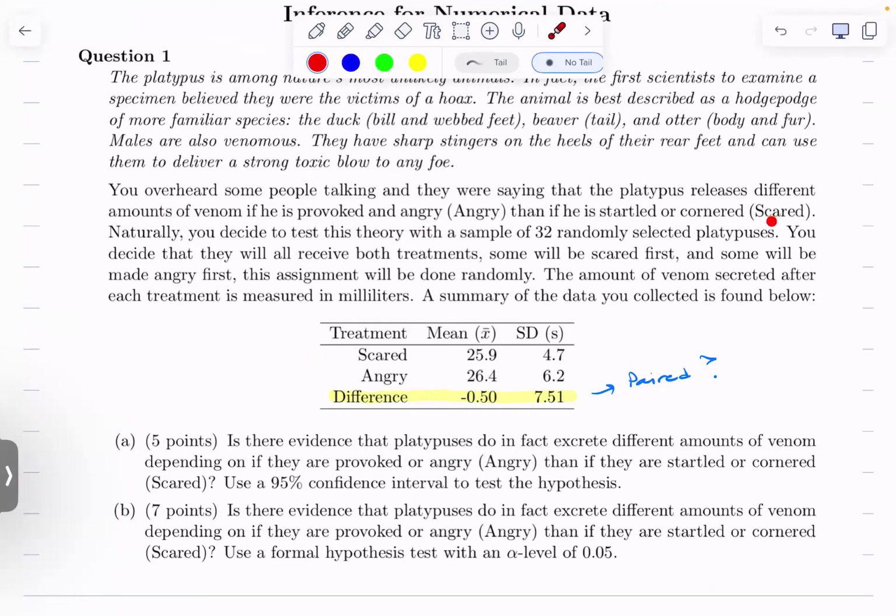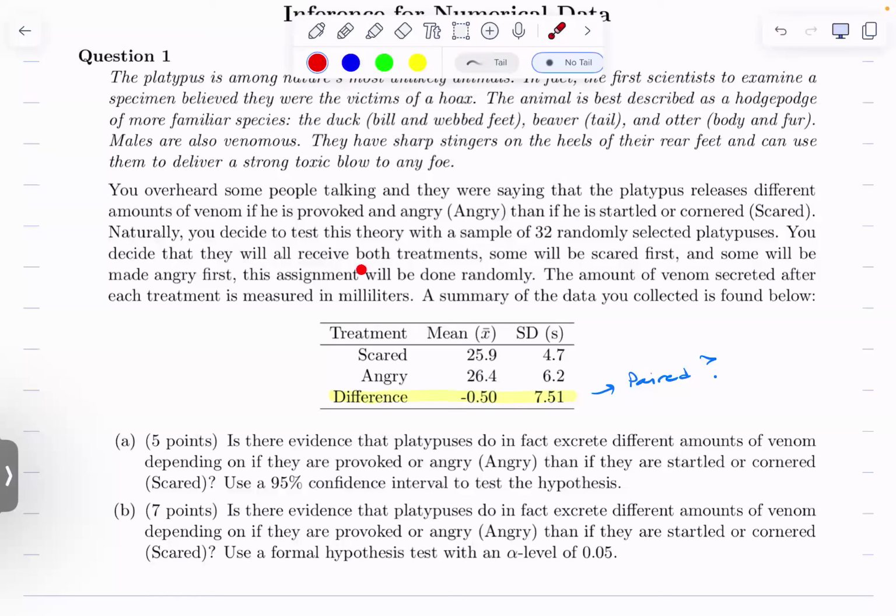That's my creative right. Naturally, you decide to test this theory with a sample of 32 randomly selected platypuses, and I did confirm that that is the plural. Although there's some debate. You could go platypi, I think, but platypuses seems to be right, and it sounds cuter. You decide that they will all receive both treatments.